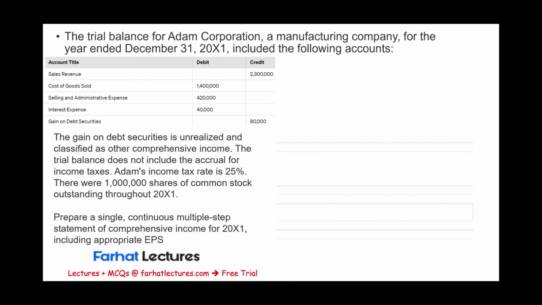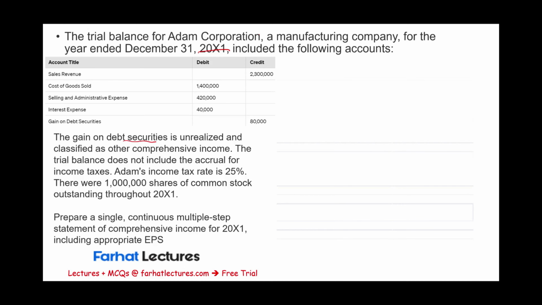So the trial balance for Adam Corporation, a manufacturing company, for the year ended 20x1, includes the following accounts. So we are given a trial balance: sales revenue, cost of goods sold, selling and administrative, interest expense, and gains on debt securities. Now obviously this is a partial trial balance because if you add them up, they don't add up. A trial balance is supposed to balance, but this is a partial one.